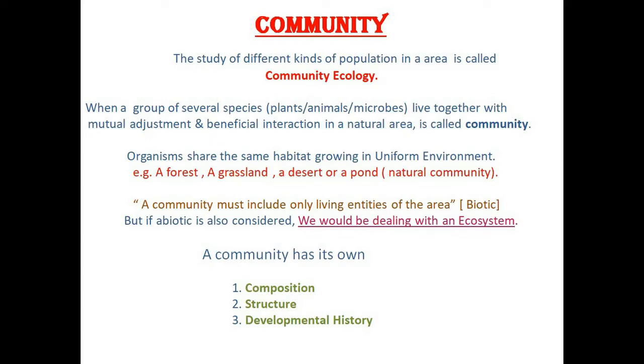As you know, this is biotic in nature, which means a community is only living in nature. Organisms share the same habitat, growing in a uniform environment like a forest, grassland, a desert, or a pond. These are types of natural communities. As I have told you, a community must include only living entities of the area. But if the abiotic part is also considered, we would be dealing with an ecosystem. I will tell you these terms in the next slide. A community has its own structure, composition, and developmental history.